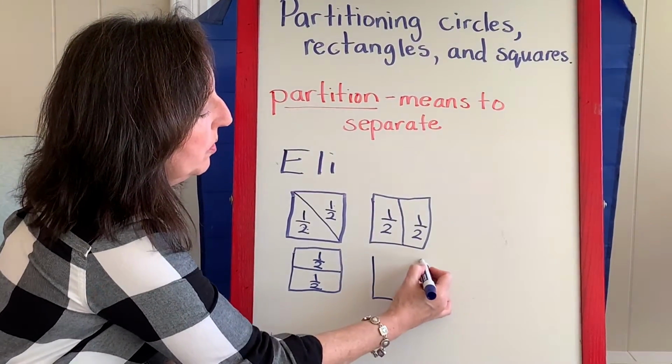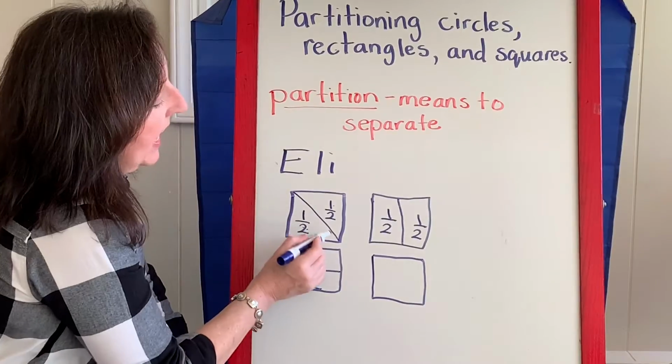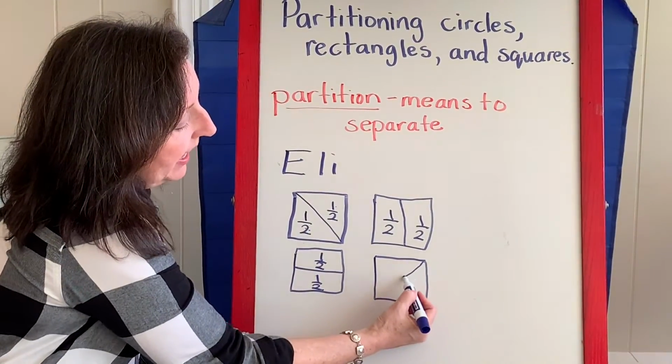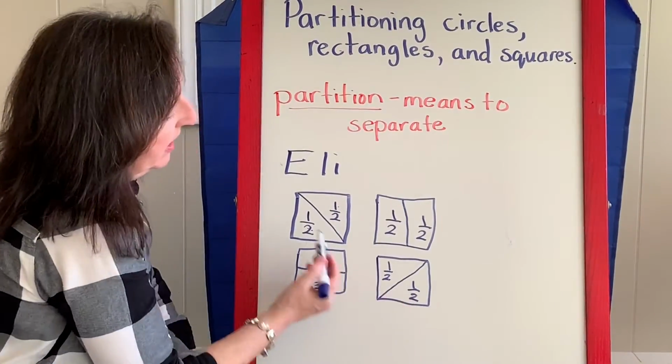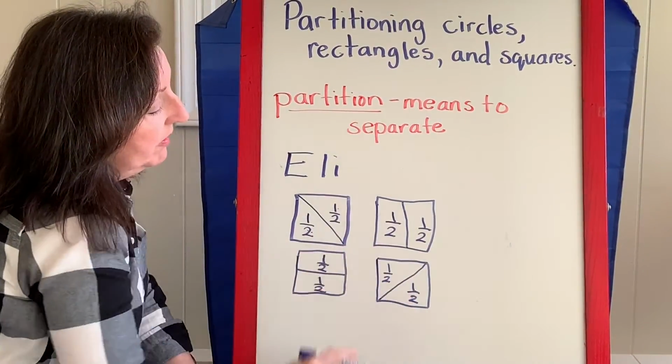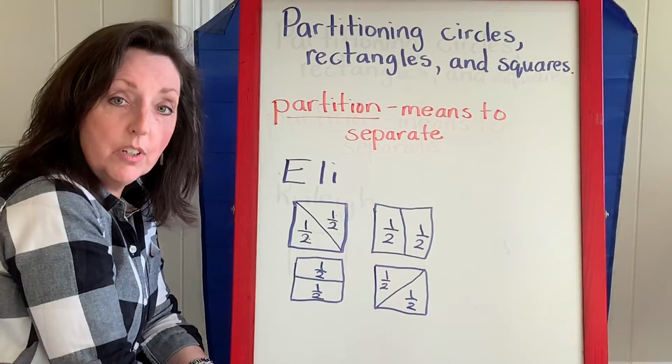We could do another square for Eli. We went diagonally that way. We could go diagonally this way. 1 half, 1 half. They're all equal pieces of the square. All right, let's do another one.